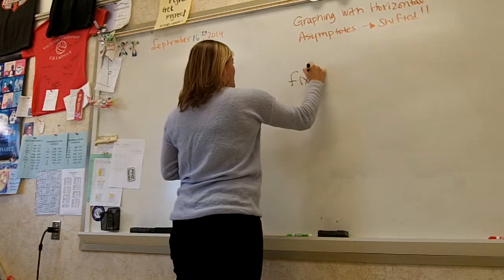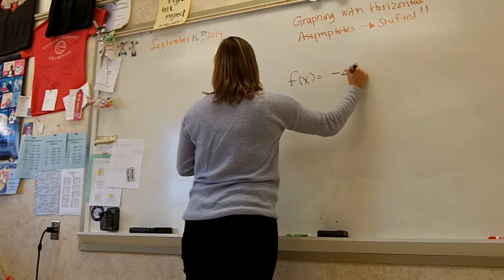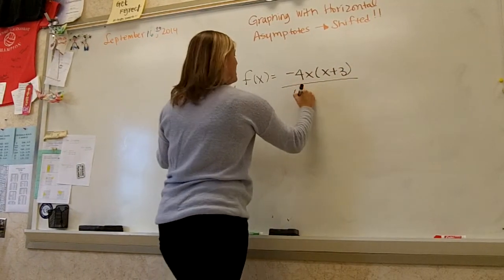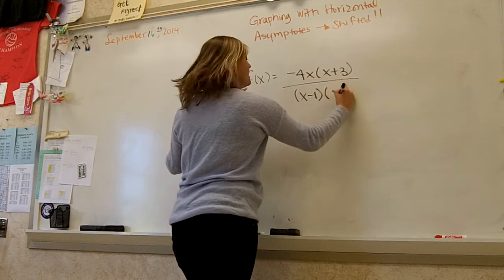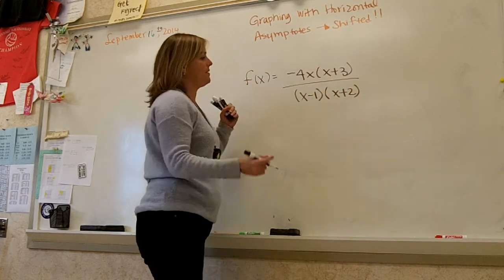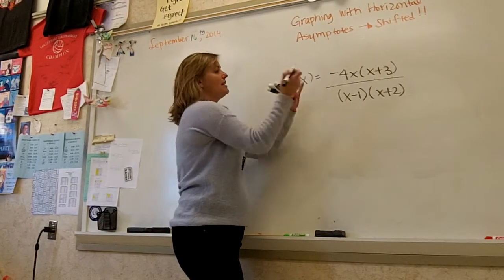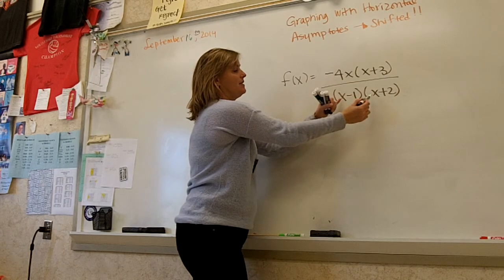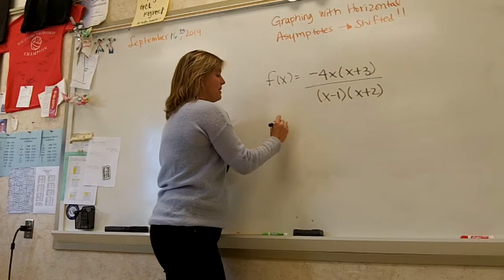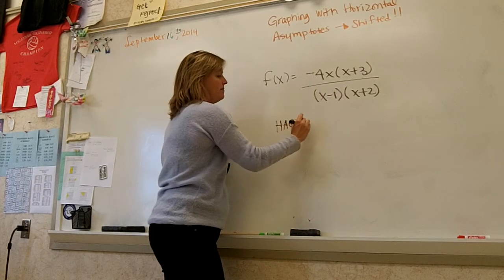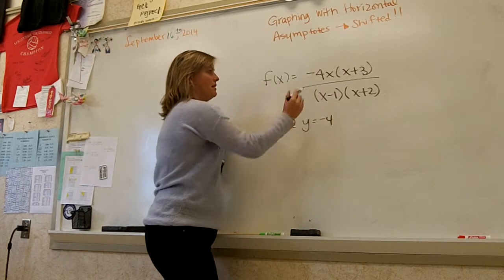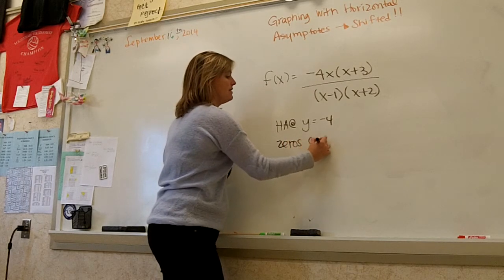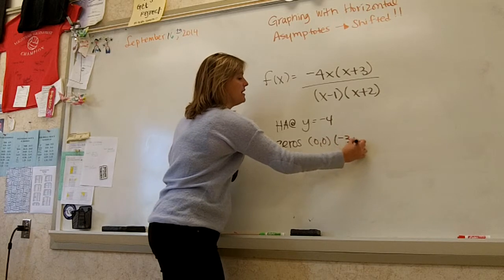F of x is equal to -4x times x plus 3 divided by x minus 1 times x plus 2. Okay, so now I can see here that if I multiply these two together, I'm going to get -4x squared. And if I multiply these two together, I'm going to get x squared. So my horizontal asymptote is going to be at y is equal to -4, because that will be the ratio of coefficients. My zeros are at 0, 0, and -3, 0.